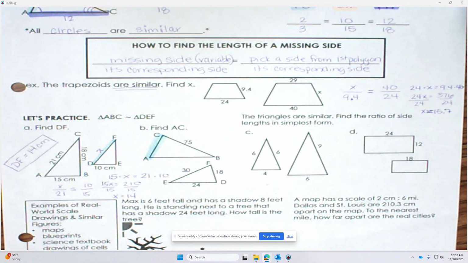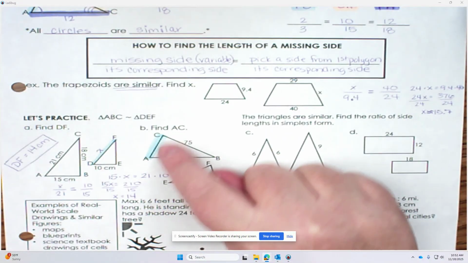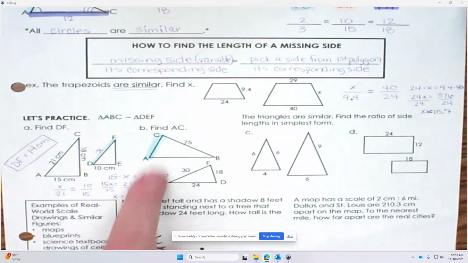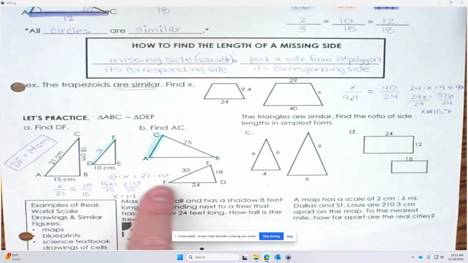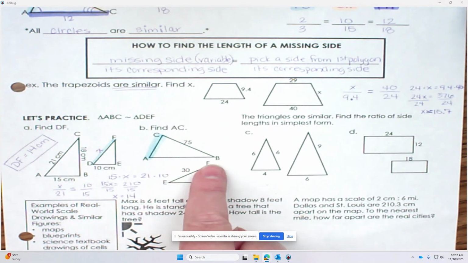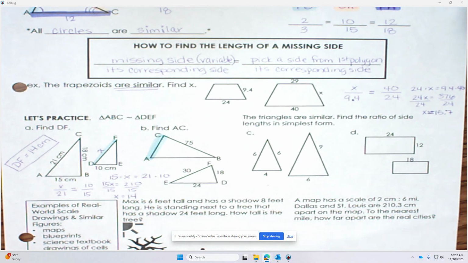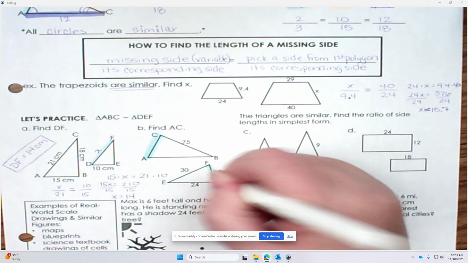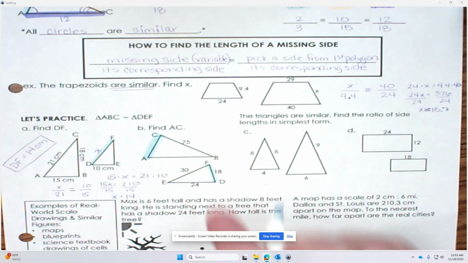Over here, AC is my smaller side. See these longer sides? Even though this is switched around, I'm not going to look at the right side over here, because the AC is definitely not the same as EF. There are times they're going to move things around, rotate them, flip them, and you're going to have to look and go, well, which ones actually match up? So in this one, I would be matching up my AC with my FD.